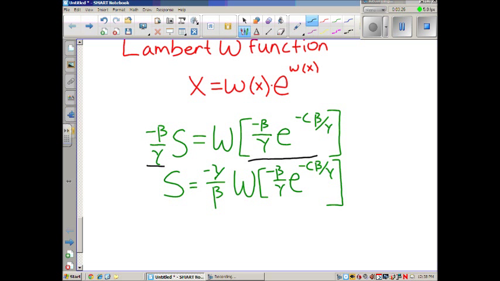When we get to this point, we want to solve for strictly s, so you can multiply both sides by negative gamma over beta. So our final answer is going to be s equals negative gamma over beta times the Lambert W function of negative beta over gamma times e to the negative c beta over gamma.